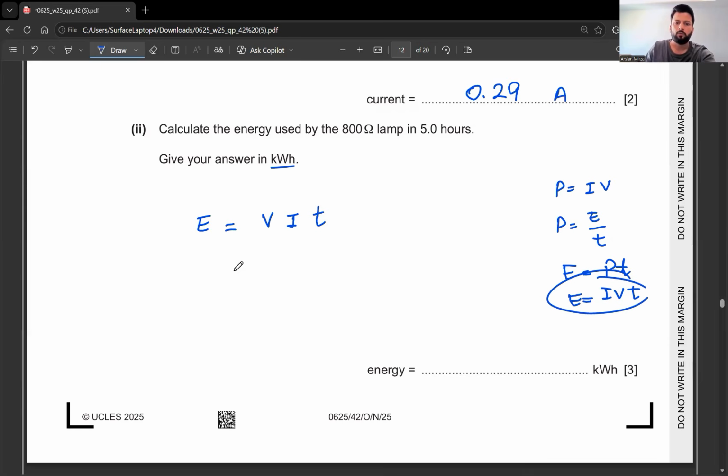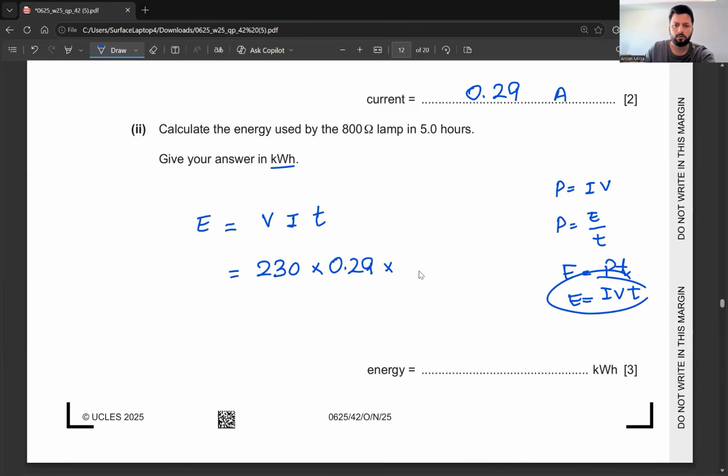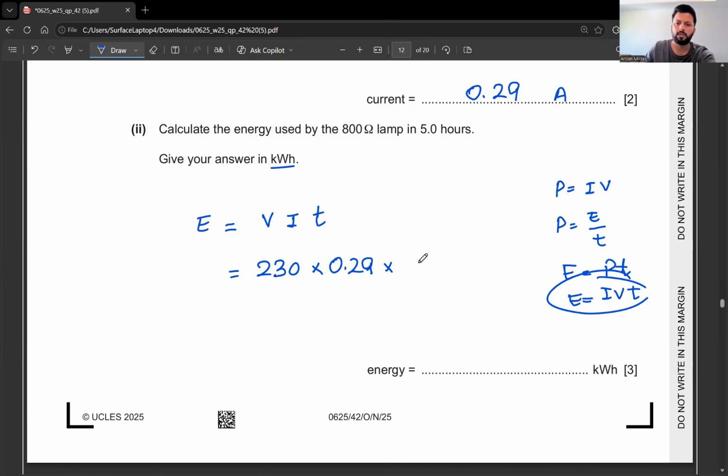Okay. So V is the same, 230. Current is 0.29, we just calculated. Time. Time is 1 hour, right? So what is time in 5 hours? So 1 times 5 is 5. Divide by 1000, because it's 1000 watt. So that's why we have to divide by 1000 in this case. So answer will be 0.33 kilowatt hour.